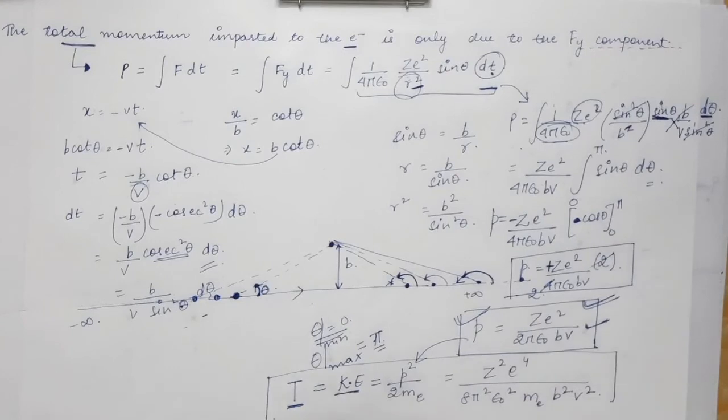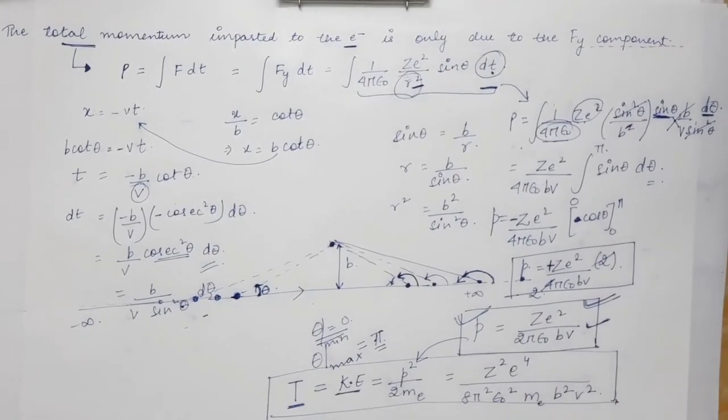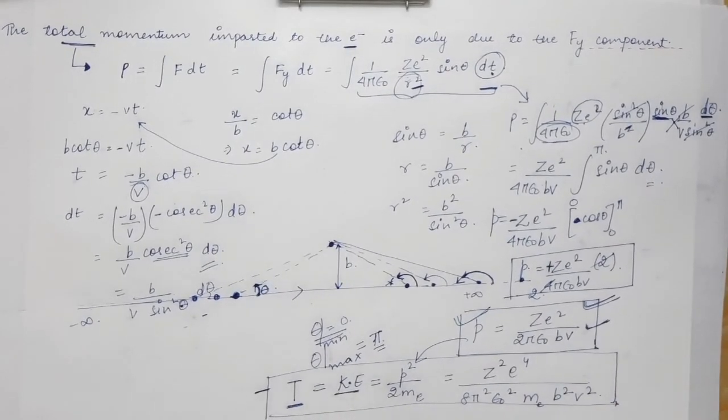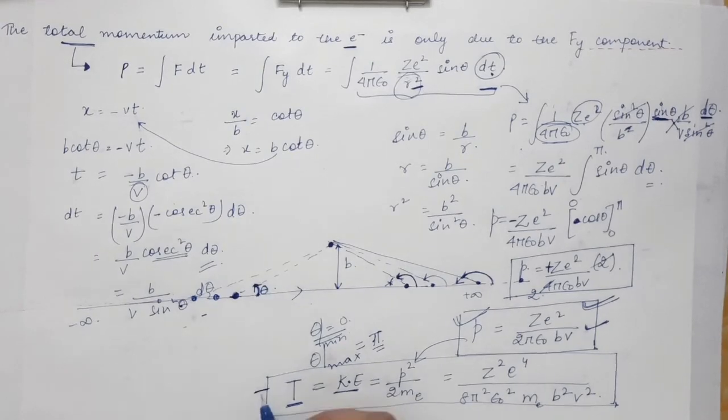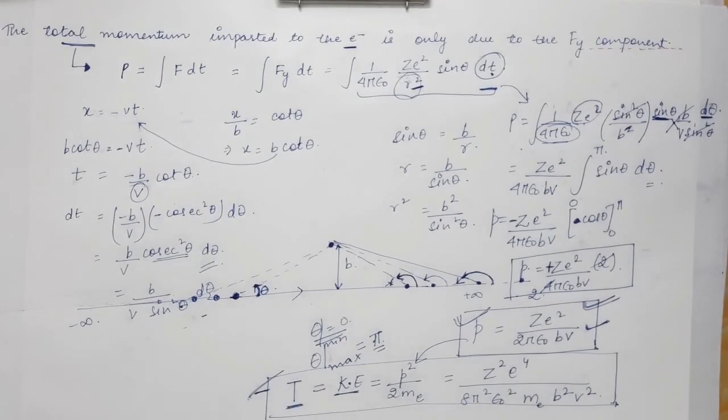We will start the next lecture from this expression. In the next lecture we will see the amount of energy which is transferred to all the electrons in the medium. This is just the energy transferred to a single electron. In the next lecture we will see how we find out the energy which is transferred to all the electrons which are present in the medium.